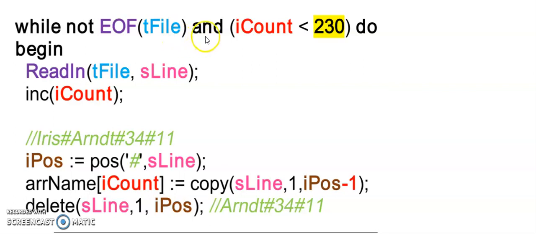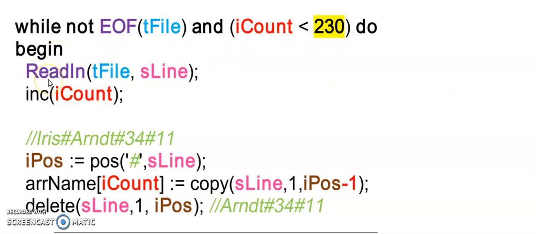I also want to make sure that my program doesn't crash and it doesn't go over 230 because I only have space for 230 items in my arrays. So therefore I have my counter to test that the counter is still less than 230. This while loop will always have a begin and an end.